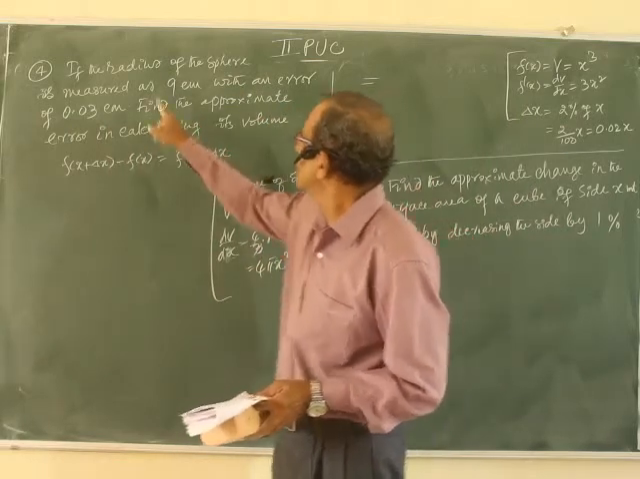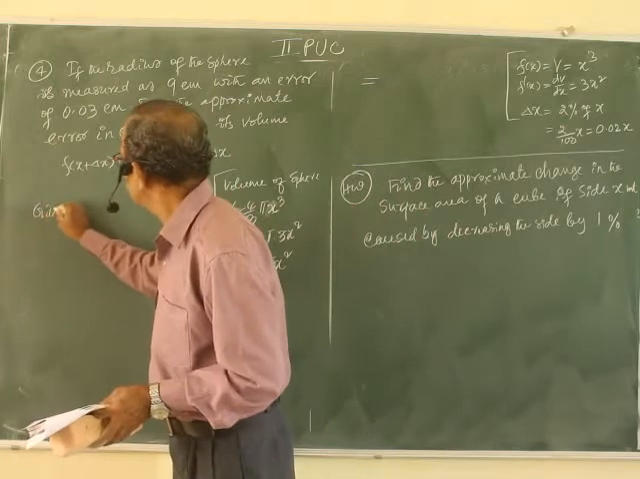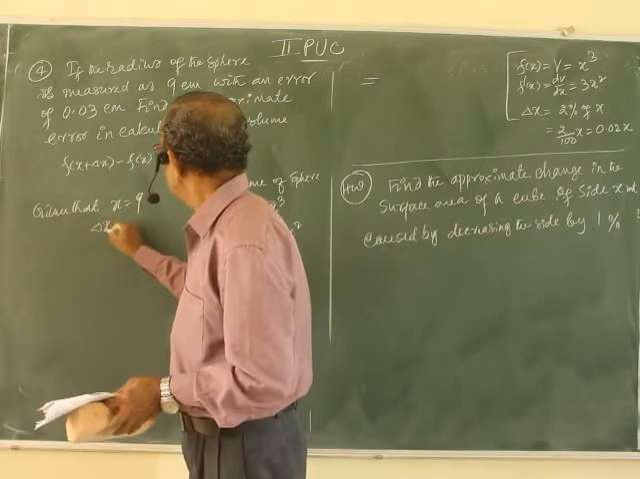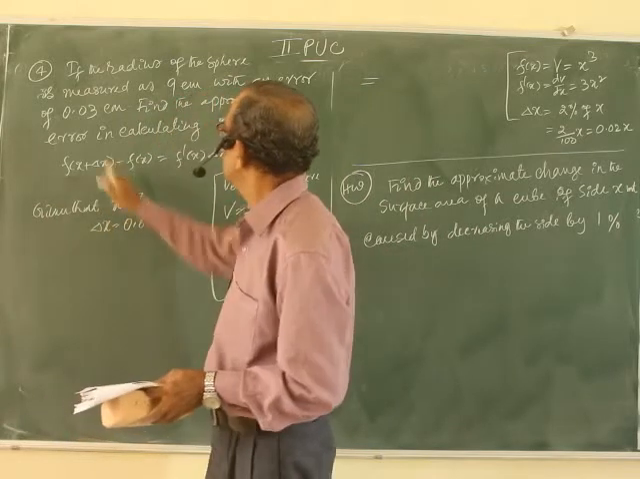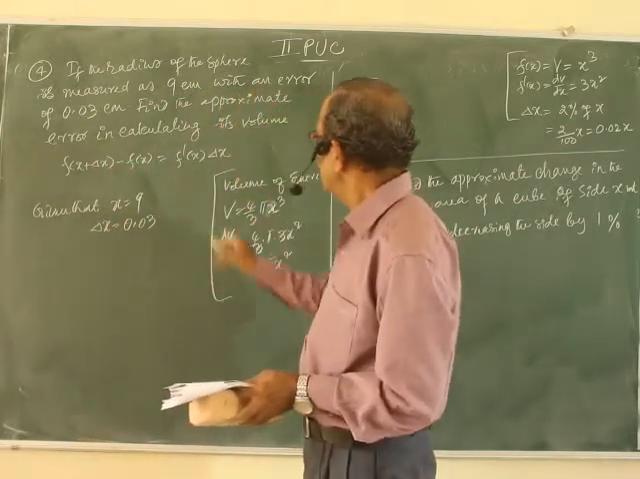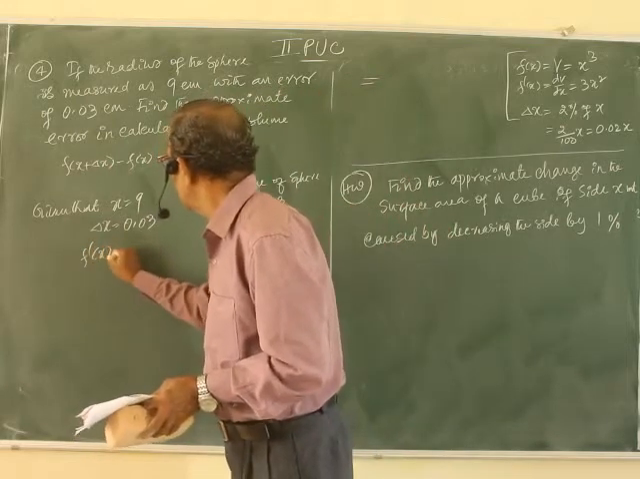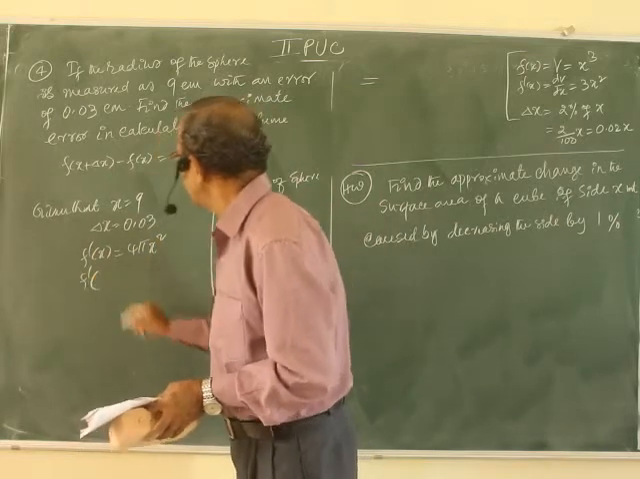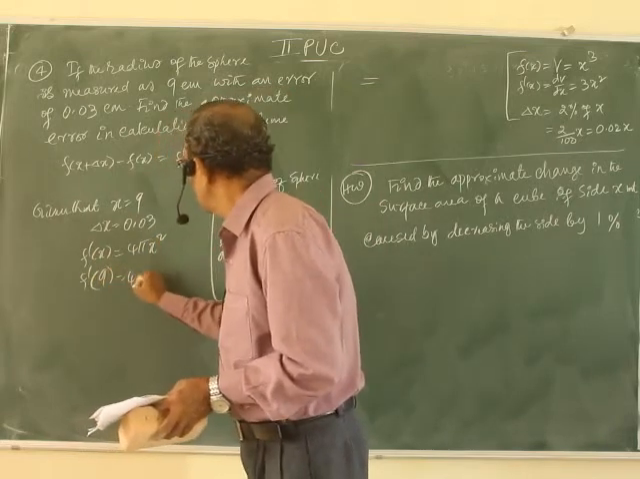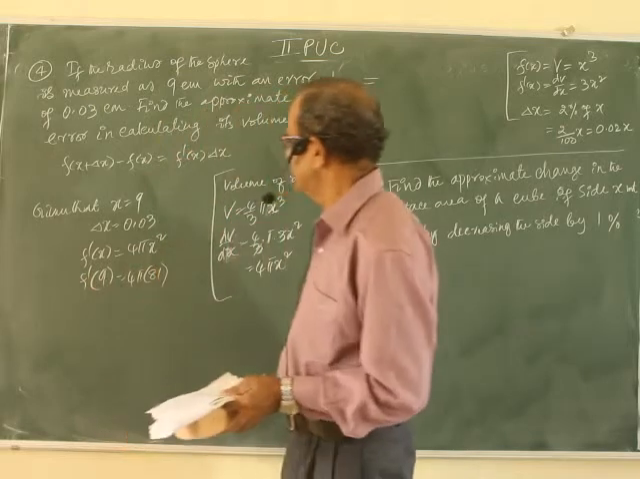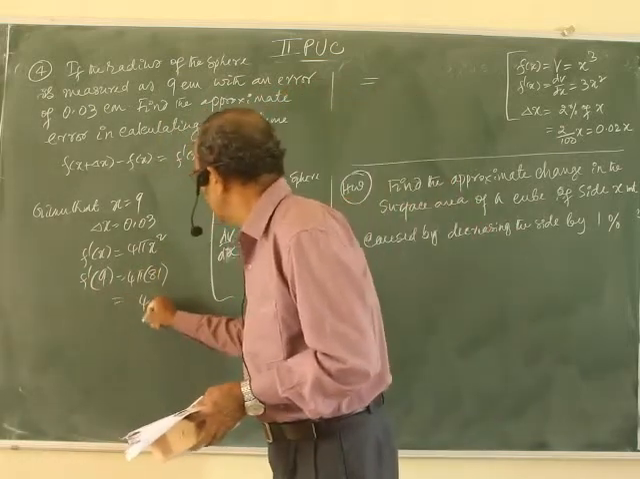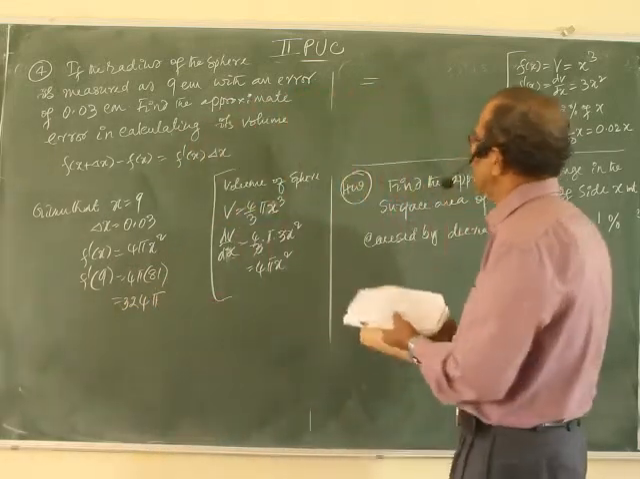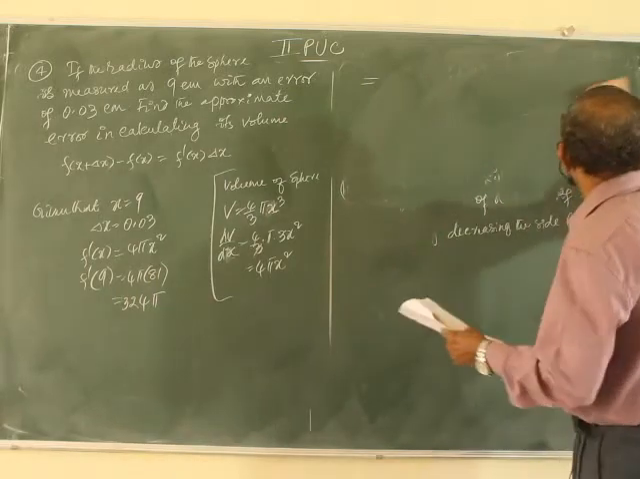What about x? 9. See, given that x is 9, delta x is 0.03. F dash of x is 4 pi x square. F dash of 9 is 4 pi 81, or it is 324 pi. Correct, no? Fill up the values in the formula. Enough.